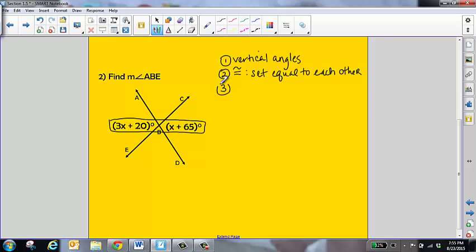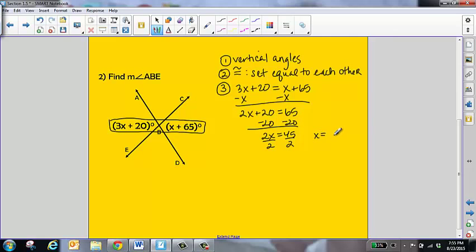All right, so step 3 then is setting up that equation and solving. So we're going to take 3x plus 20 and set it equal to x plus 65. Now we're going to subtract x from both sides. We have 2x plus 20 equals 65. Subtract 20. We get 2x equals 45. And then divide by 2, and we get x equals 22.5.